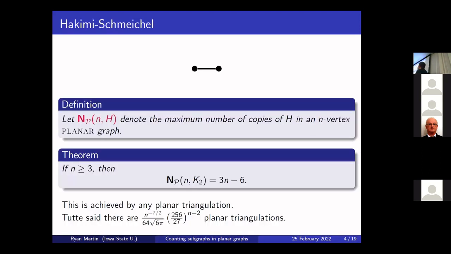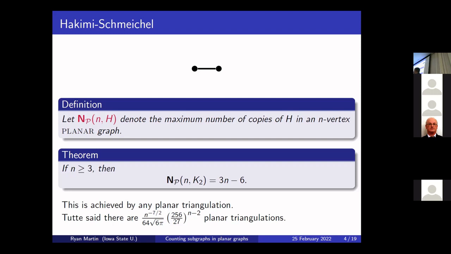All right, so Hakimi and Schmeichel defined the maximum number of copies of a graph in an n-vertex planar graph. Well, maybe they didn't define it, but we're retroactively assigning that quantity to them. And it's a typical sort of Turán counting thing. And so the maximum number of copies of an edge in a planar graph is 3n minus 6.